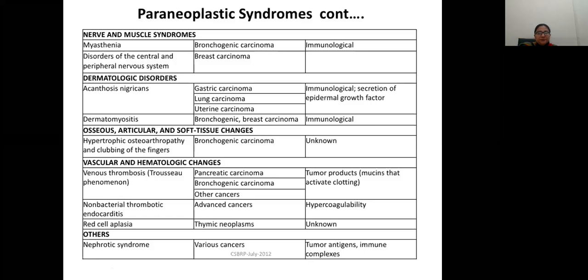Now, the vascular and hematological changes include venous thrombosis, which is caused by pancreatic carcinoma and bronchogenic carcinoma. Non-bacterial thrombotic endocarditis is caused by advanced cancer, and red cell aplasia is caused by a thymic neoplasm. Clear? And nephrotic syndrome is caused by various cancers. Okay?